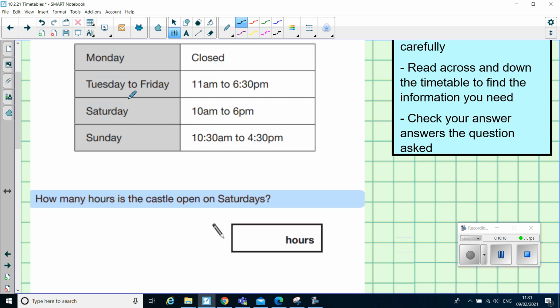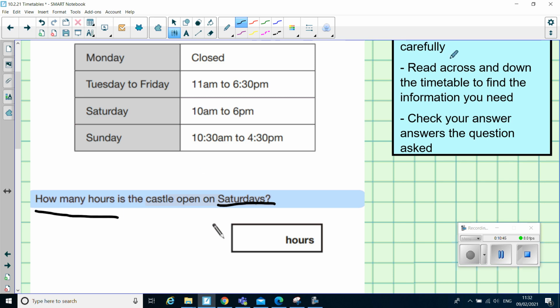Monday, closed. Tuesday to Friday, 11 a.m. till 6:30 p.m. Saturday, 10 a.m. till 6 p.m. Sunday, 10:30 a.m. till 4:30 p.m. How many hours is the castle open on Saturdays? Okay, so the question is asking me about Saturdays. It's asking me how many hours the castle is open. It's not asking me what time it's open from until. It's asking how many hours. So I'm going to underline that as well.